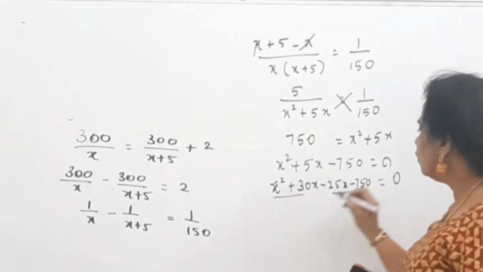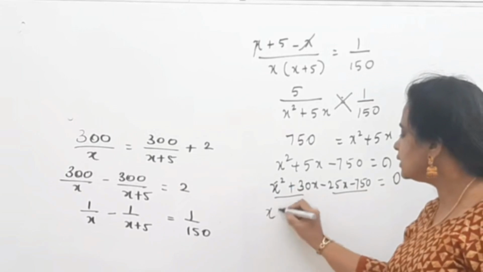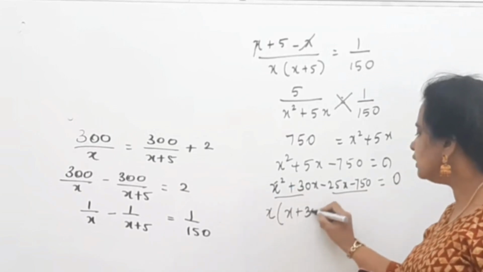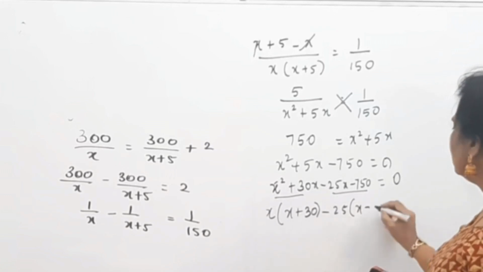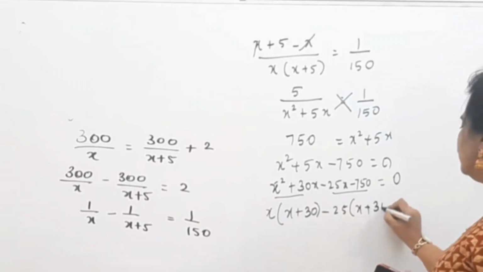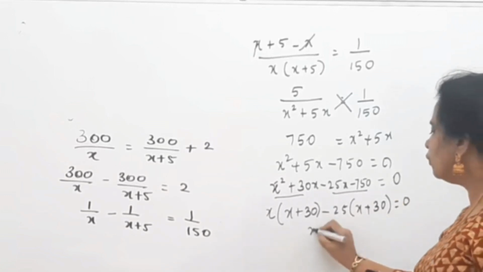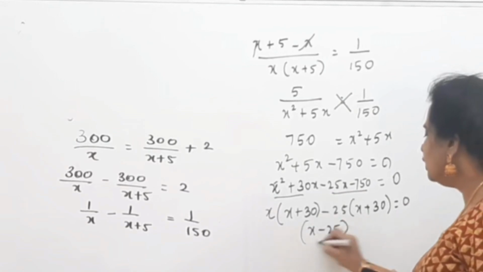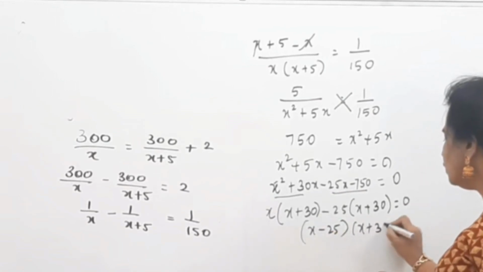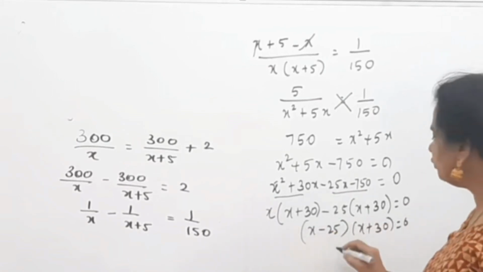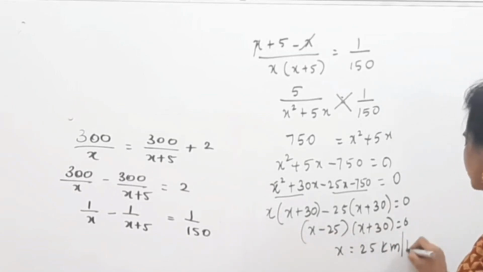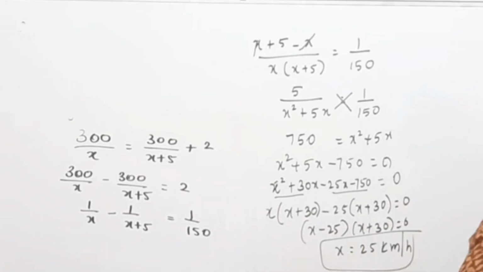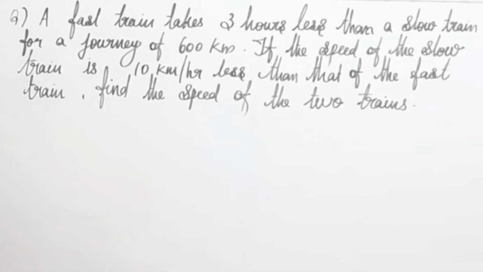Now please take your common outside. So x is common. So x plus 30 minus 25 is taken outside. So x plus 30 again that's equal to 0. So x minus 25 into x plus 30 that's equal to 0. So minus 30 will not be the answer. So x is equal to 25 kilometer per hour. That's my answer. Then we move on to the next question.